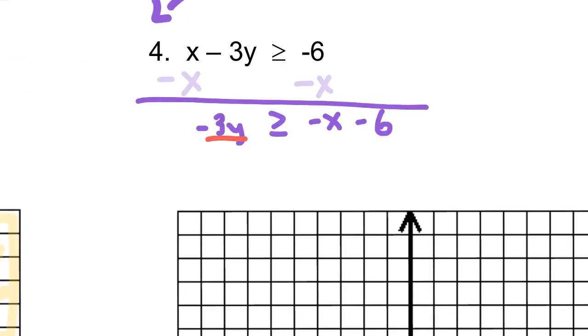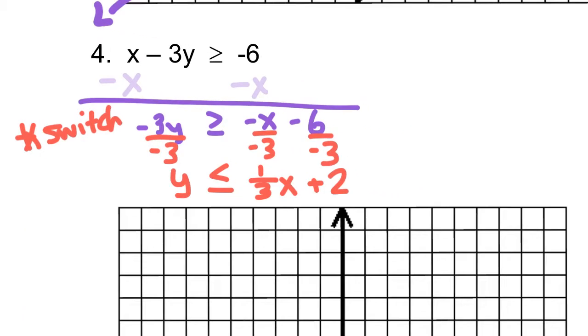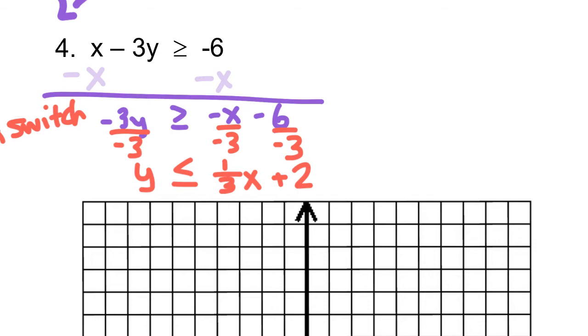All right, as you're going through this problem, did you hear something? You should be hearing bells, sirens, and whistles, because if you divide by a negative number, you're going to need to switch the sign. So now it will read y is less than 1/3 x plus 2. Since it's less than or equal to, we will have a solid line, and since it's less than, we will shade below the line.